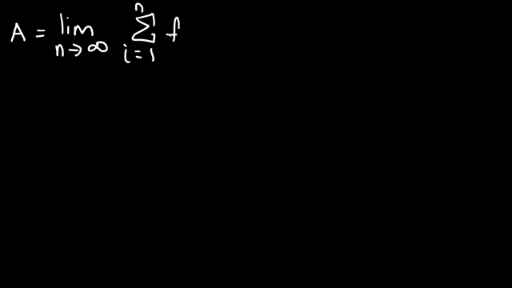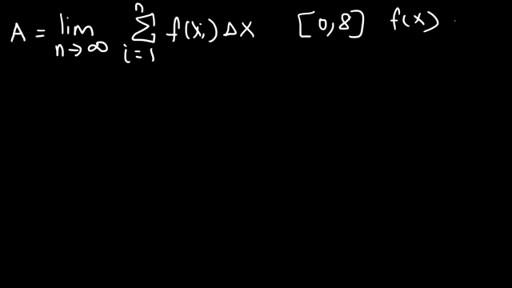So now let's go ahead and work on this problem. We said before that the area is the limit as n approaches infinity, and we're going to sum up the area of each rectangle from 1 to n, where n goes to infinity, of f of x sub i times delta x over the interval 0 to 8, where f of x is x cubed. So let's calculate delta x. Let me do it on the right side.